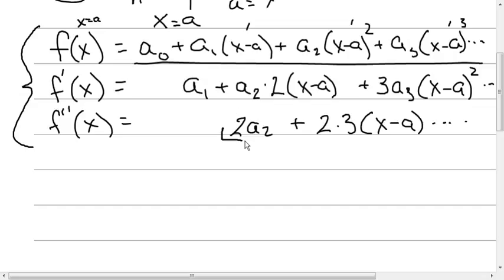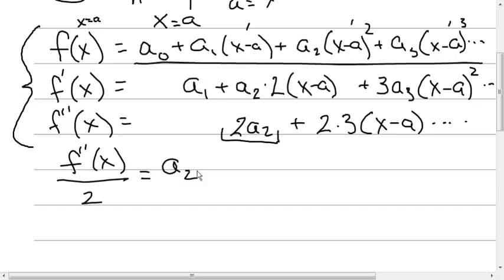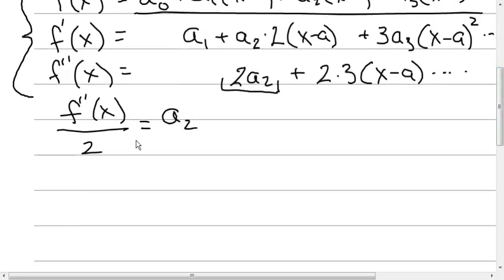For instance, let's solve for a2. Maybe that's 2 times a sub 2. And what we do is we just have to bring this 2 over and we get f double prime of x, which we can calculate, divided by 2, is equal to the a sub 2 coefficient. And in fact, in general, we can come up with an equation for this, and you can look at your book and convince yourself that the nth coefficient is equal to the nth derivative of f at a, divided by n factorial.